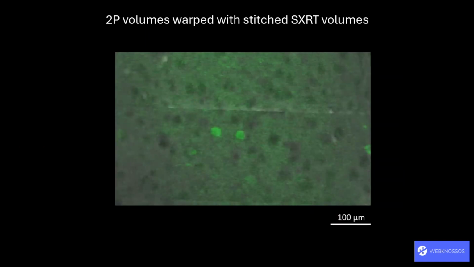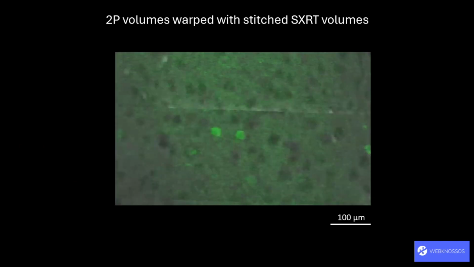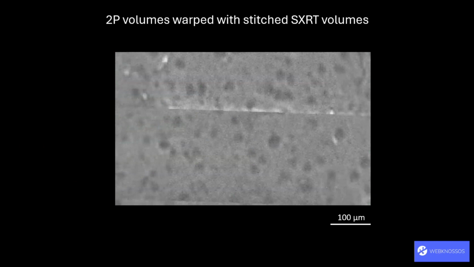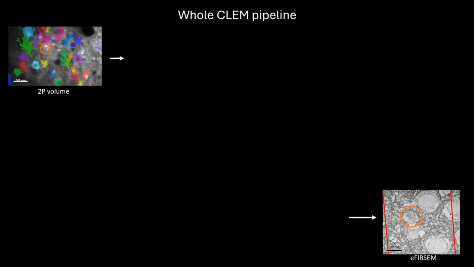If we go closer, we can see 2 active cells, and if you look underneath the X-ray data set, they are just underneath the two-photon image. So our CLEM pipeline is now complete, and we can go from the 2 volumes to the FIBSEM routinely from now on.